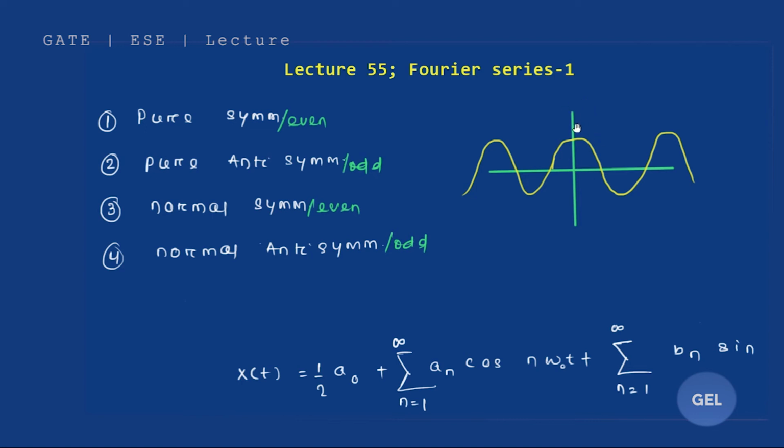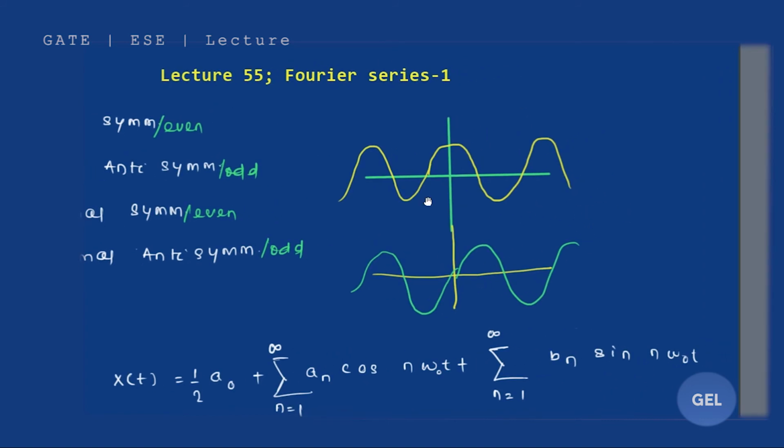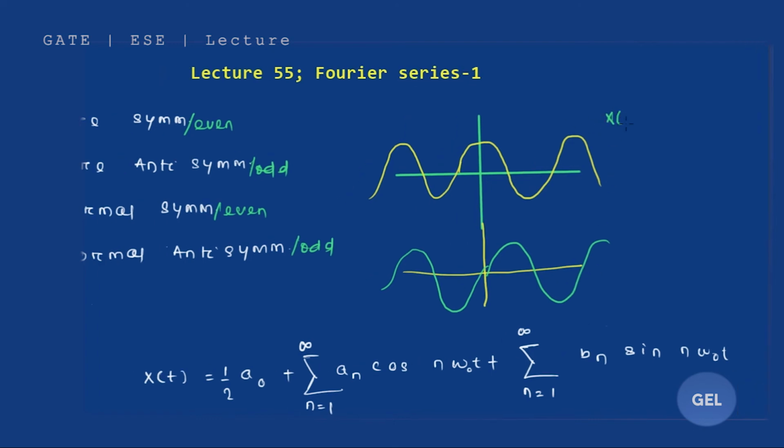It is an even signal, and this is a sine wave. And we have studied since childhood that this is nothing but an antisymmetric signal or an odd signal. Why? How did we know this is even and this is odd? Sir, because this x of minus t becomes x of t.